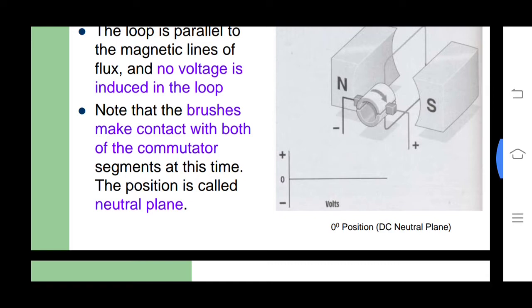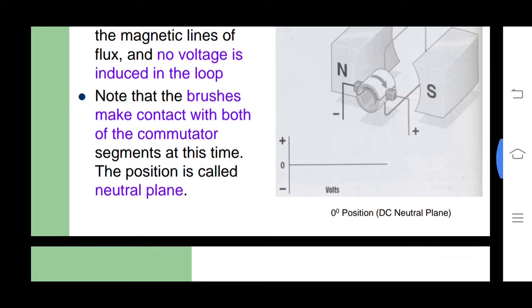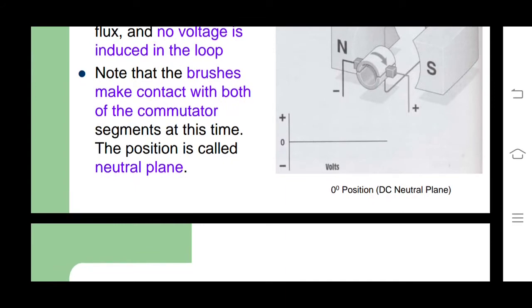The loop is parallel to the magnetic lines of flux and no voltage is induced in the loop. Note that the brushes make contact with both of the commutator segments. At this time, the position is called the neutral plane.